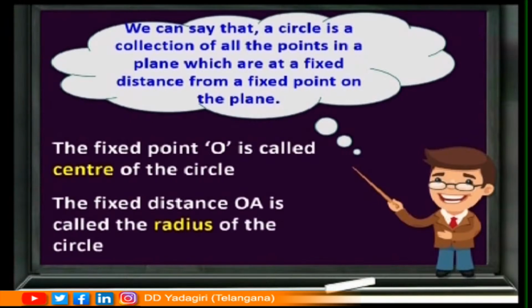So, what we can say, students? A circle is a collection of all the points in a plane which are at a fixed distance from a fixed point in a plane. The fixed point O is called the center of the circle and the fixed distance is called the radius of the circle. Next, let us see.